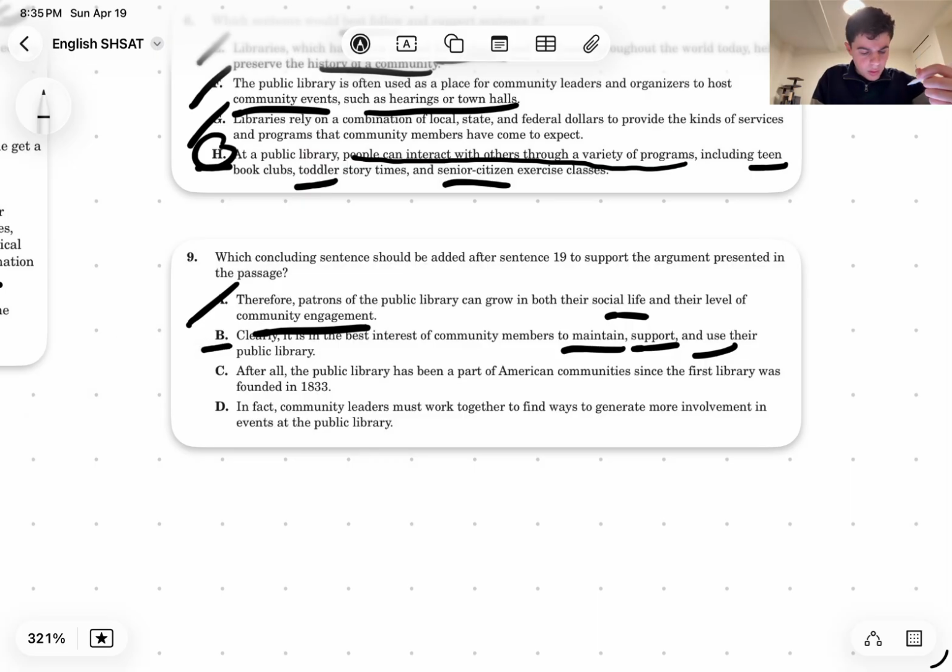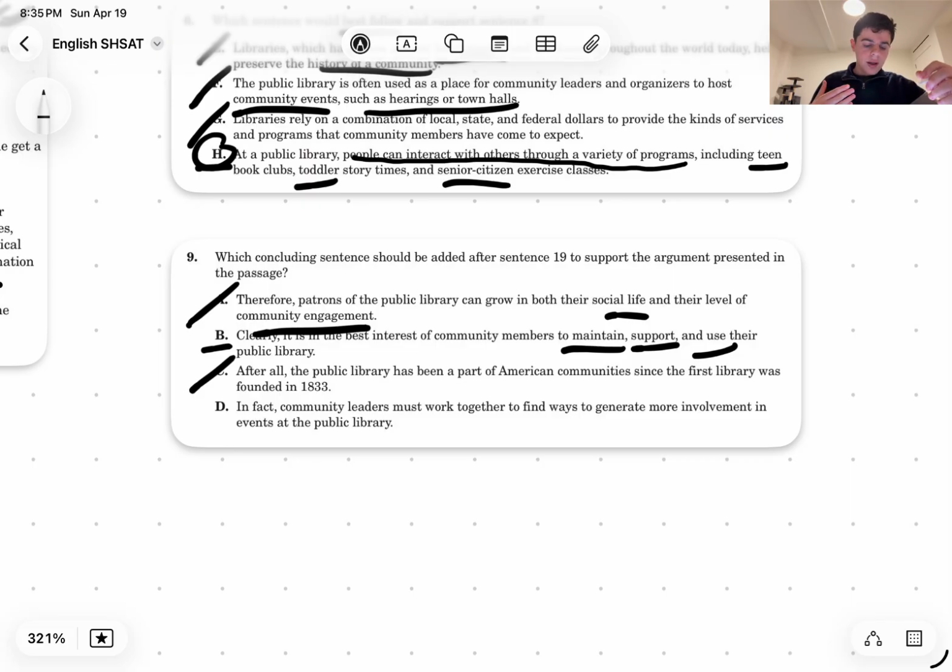C, after all, the public library has been a part of American community since the first library was founded in 1833. That's a very weird way to end this, right? We are ending super broad. A way to convince someone to go to a library isn't because we used to use libraries in 1833. It's because they benefit us now, right? So it doesn't make sense to convince someone to go to a library because we used to go 200 years ago. So C is wrong.